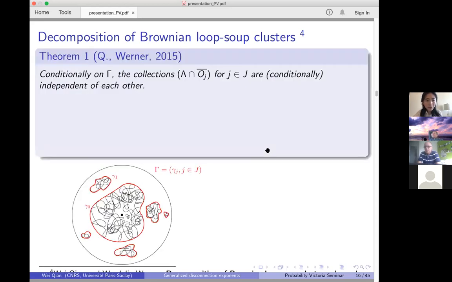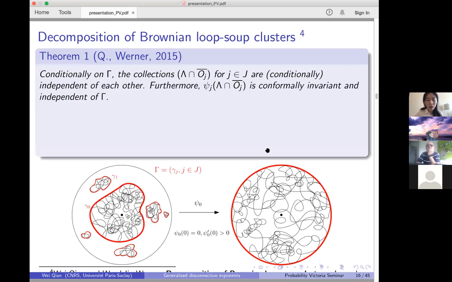Now, the result is: conditionally on Gamma, conditionally on all the red loops, if you look at the Brownian loops that are encircled by different red loops, then they're conditionally independent of each other.